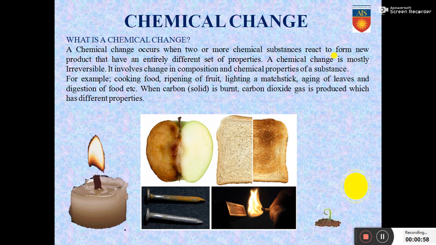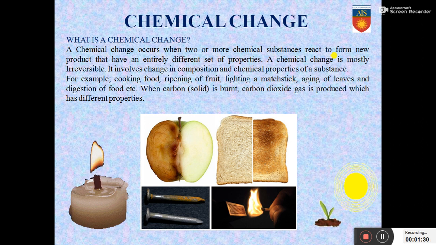So chemical change, as we see here, occurs when two or more chemical substances react and it results in the formation of an entirely new product which has a different set of properties than the previous one, than the reactants. A chemical change hence is mostly irreversible. It involves a change in the composition of the substance and in the chemical properties of the substance.